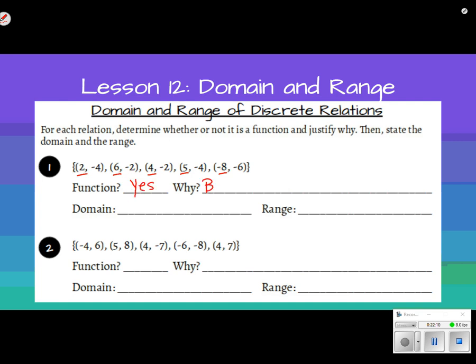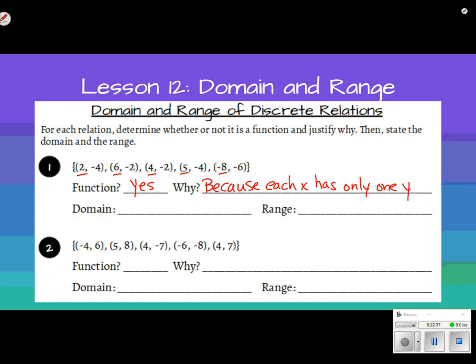Why? Because each x has only one y. That's like my canned response. Now, some people are going to want to say, because it passes the vertical line test. But unless you're graphing it, you don't know it passes the vertical line test. So because each x has only one y, perfect response to this.